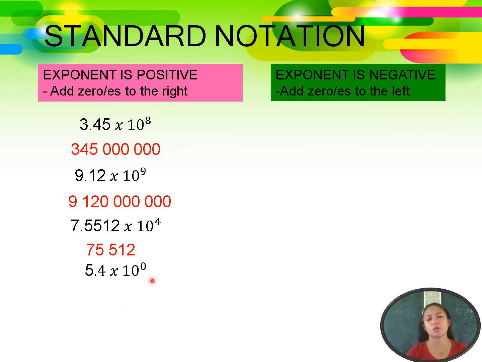5.4 times 10 to the power of 0. How are we going to convert, or how are we going to write it into its decimal notation? So that is equal to 5.4, because the exponent here is 0, meaning there is no movement. So that is just equal to 5.4. For an exponent which is negative, we need to add 0 or zeros to the left.